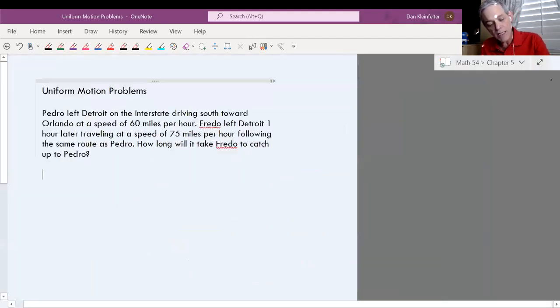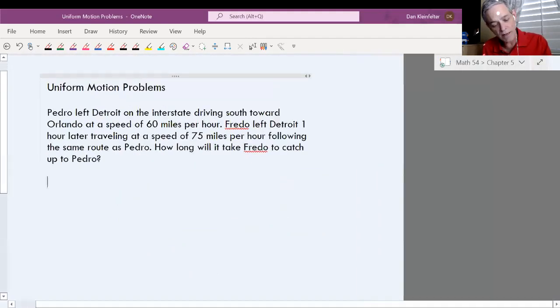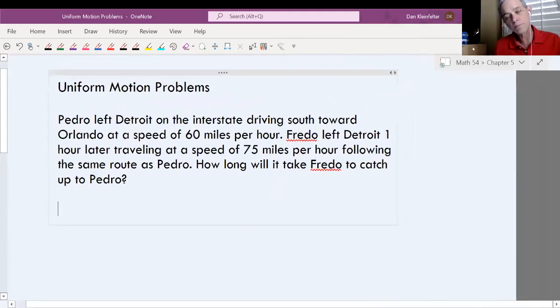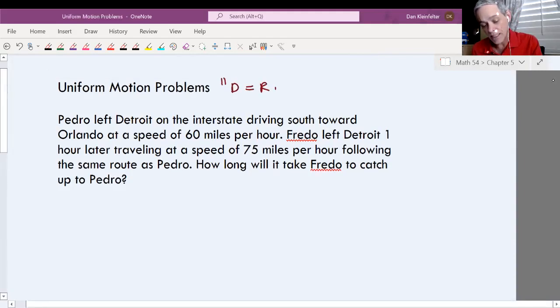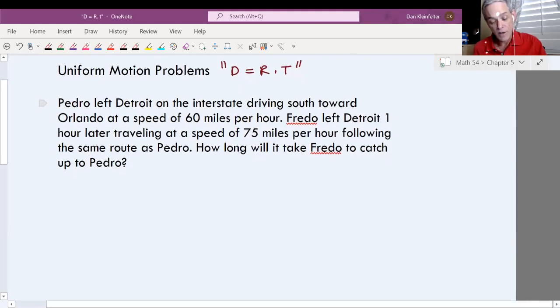Okay, next we're going to take a look at uniform motion problems, and once again we did these with single variables. We can do these with 2 variables also if we'd like, but still I'm going to end up organizing the information in a table as I've done before, just to see what's going on. Remember that all of the distance, rate, and time problems are governed by the formula distance equals rate times time. And also what's uniform about these is that nobody's speeding up or slowing down. Okay, so the question, this is about Pedro and Fredo.